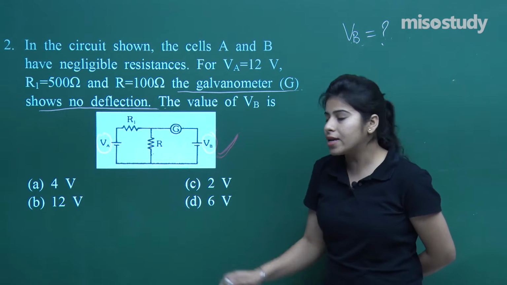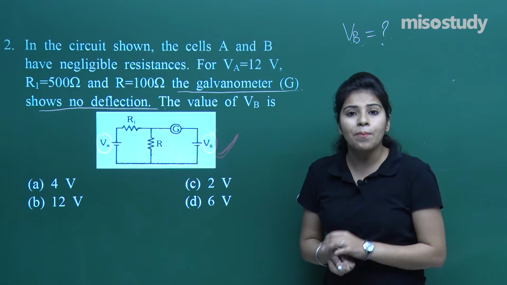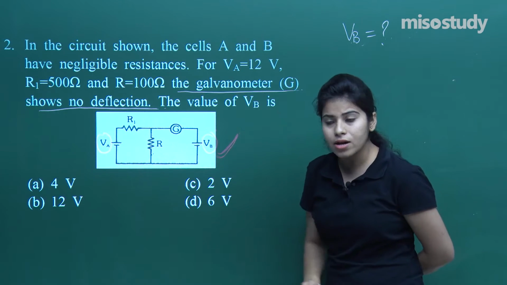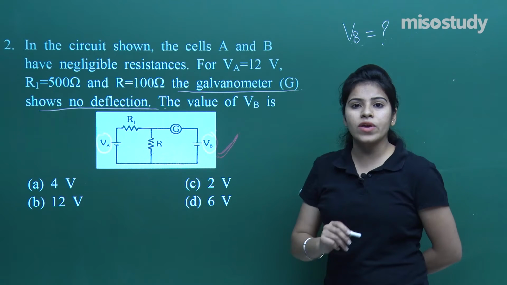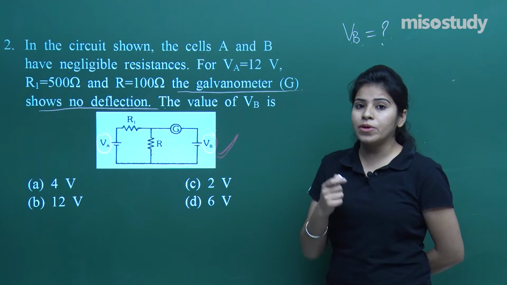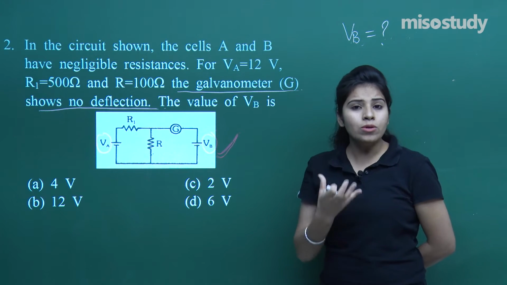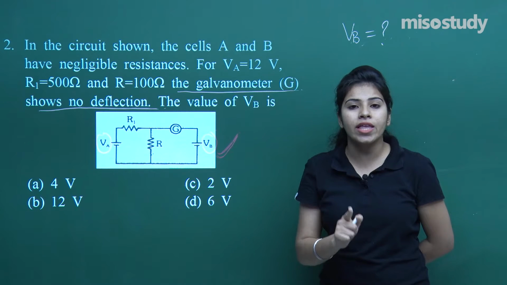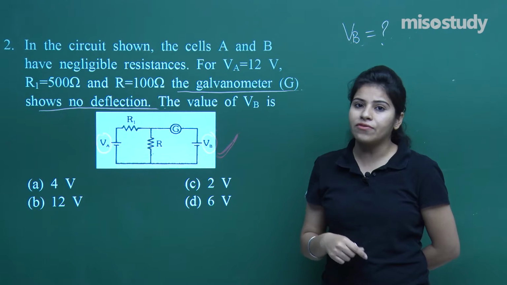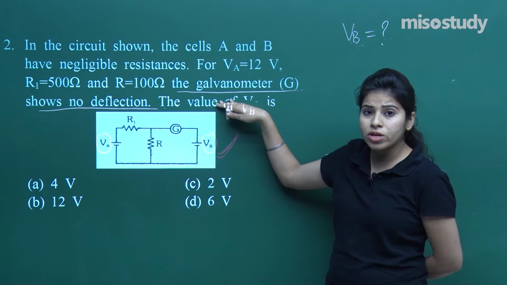So if the galvanometer is showing no deflection, that means the potential across this resistance R and the potential across this VB must be equal. Then only we can say there will be no deflection, because a galvanometer shows deflection only when there is a flow of current. But when there is no flow of current, definitely there will be no deflection. In the question we have been given that there is no deflection.